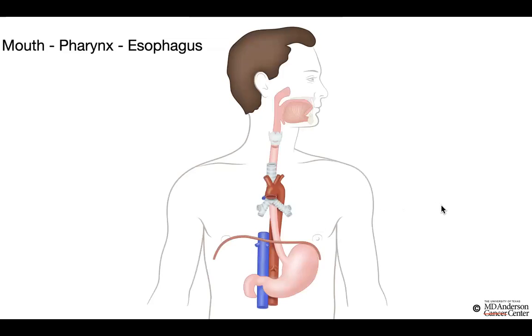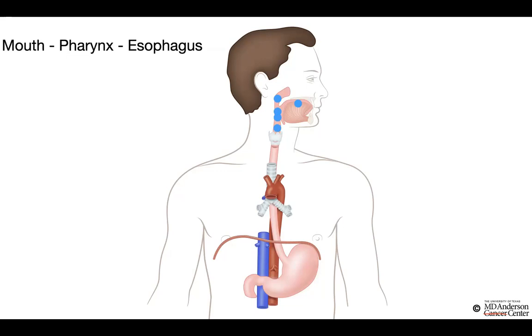So as you know, when we eat food, it goes into the mouth and then to the pharynx. And the pharynx has three different sections. The upper section is called the nasopharynx. The middle section is called the oropharynx. And then below that is the hypopharynx.